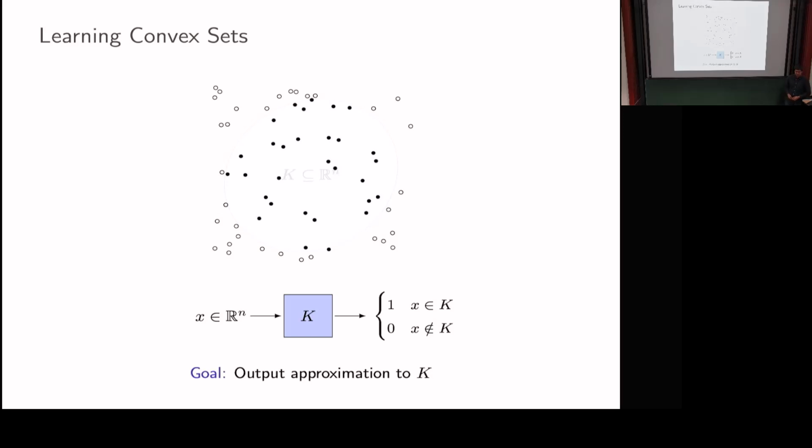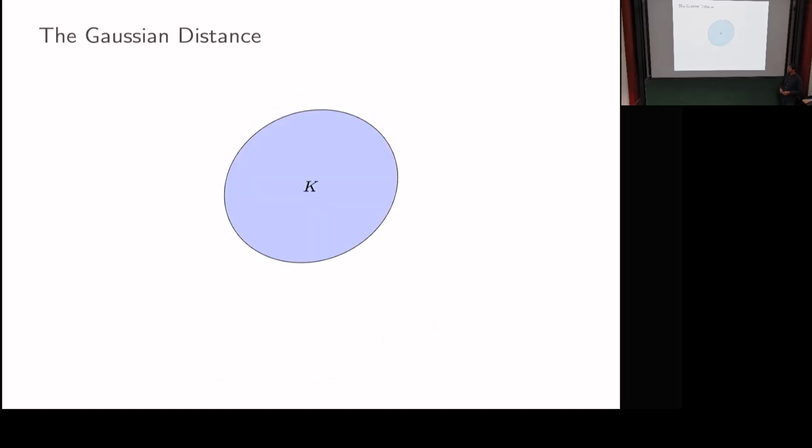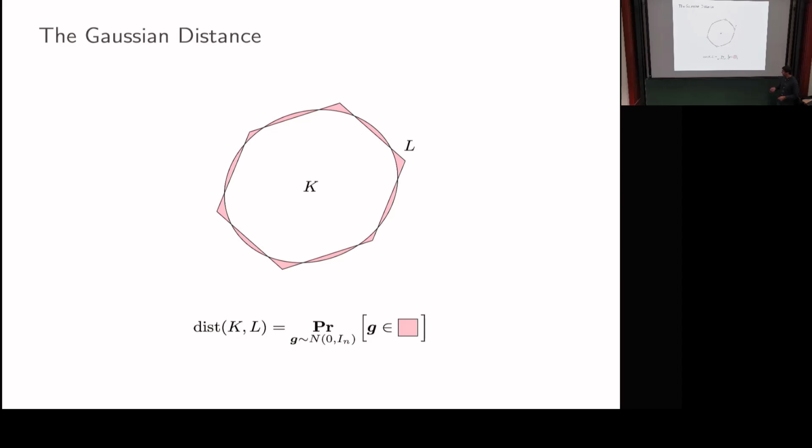But for this question to make sense, I should tell you what it means to approximate a set by another set. The distance metric we're going to use comes from the Gaussian. Given a set K and another set L, you look at the symmetric difference of the two sets, which is the pink error region over here, and you look at the probability of a standard Gaussian vector landing in this error region. So it's a very natural notion. Indeed, within theoretical computer science, we use this notion for testing, learning, and derandomization problems.